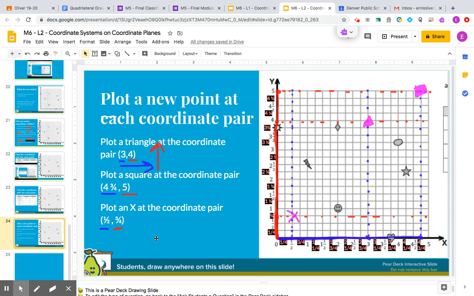You guys are going to do a mini exit ticket, finding the location of 3 different shapes now. On Monday, we're going to see how we're feeling, where we are, and review some of our coordinate plane systems.